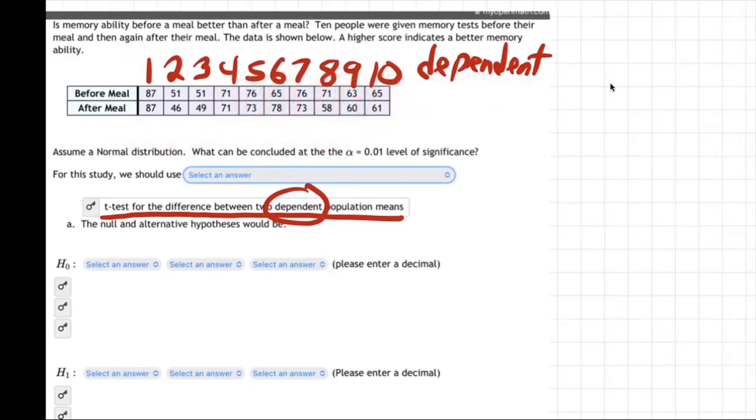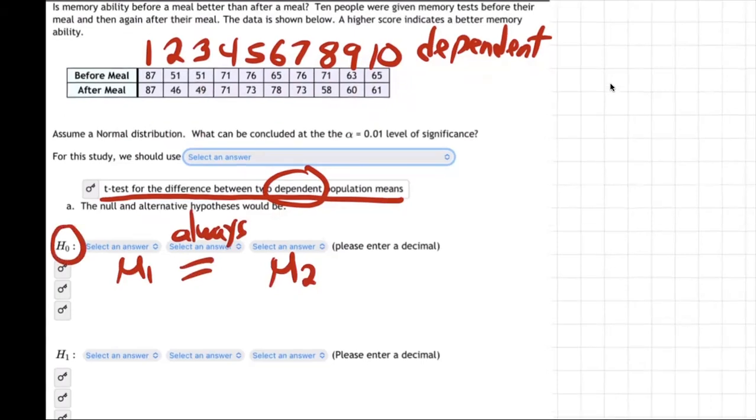All right, so this is a dependent study. Let's come on down here. For the H0, we're going to choose mu1. It's not P1, it's average, right? Average score. And mu2. It's right here. So mu1 and mu2. And what always goes in the middle for H0? It's always equal, isn't it? So H0 is always equal.